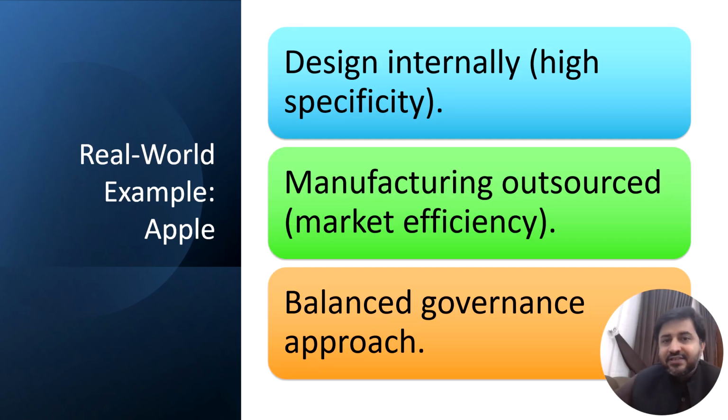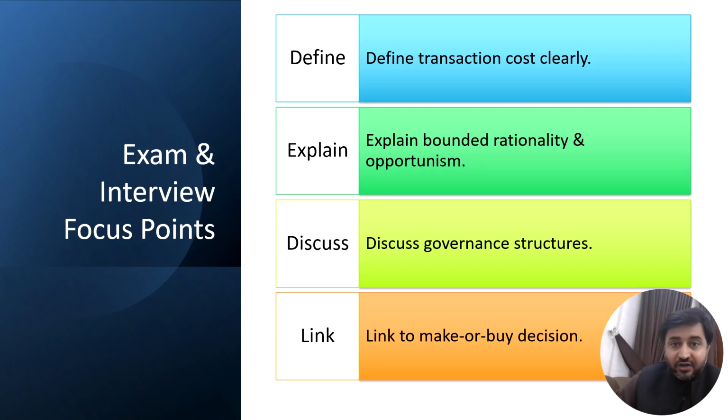And real world examples: design internally for high specificity, manufacturing outsourced, marketing efficiency, balanced governance approach. If you see Apple, they have the design done internally, while the manufacturing is outsourced for efficiency purposes, and they have a balanced approach to governance.